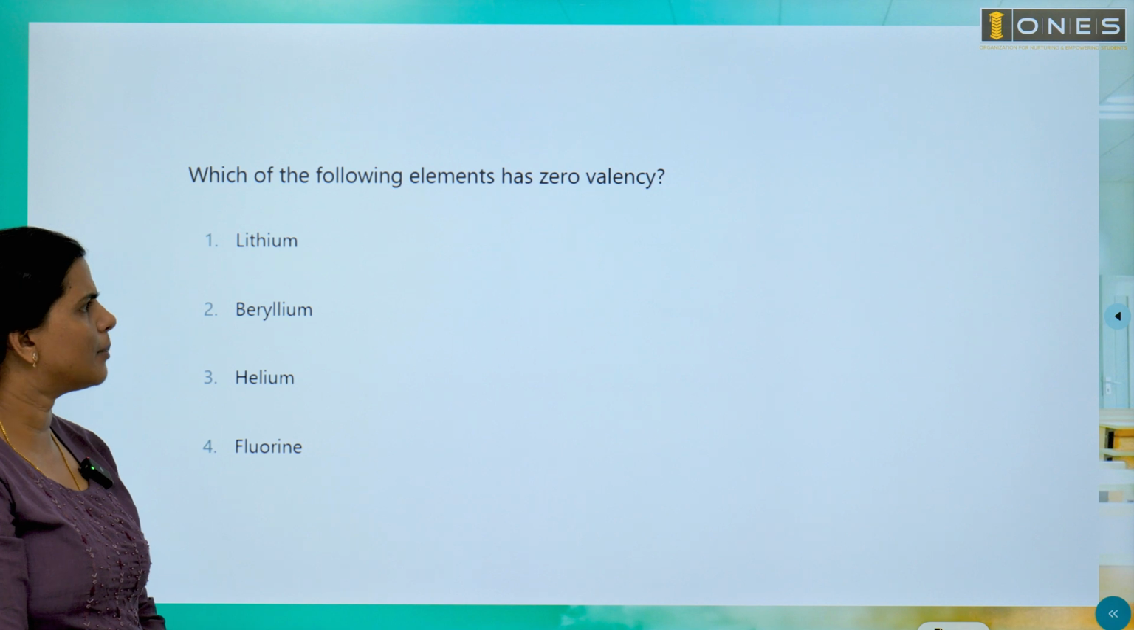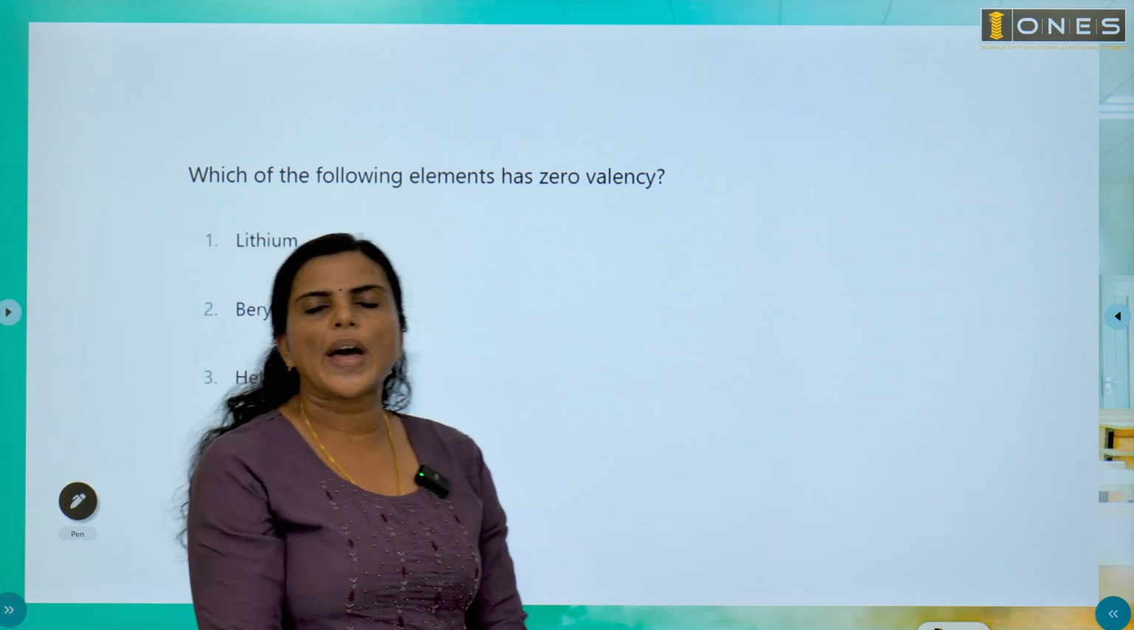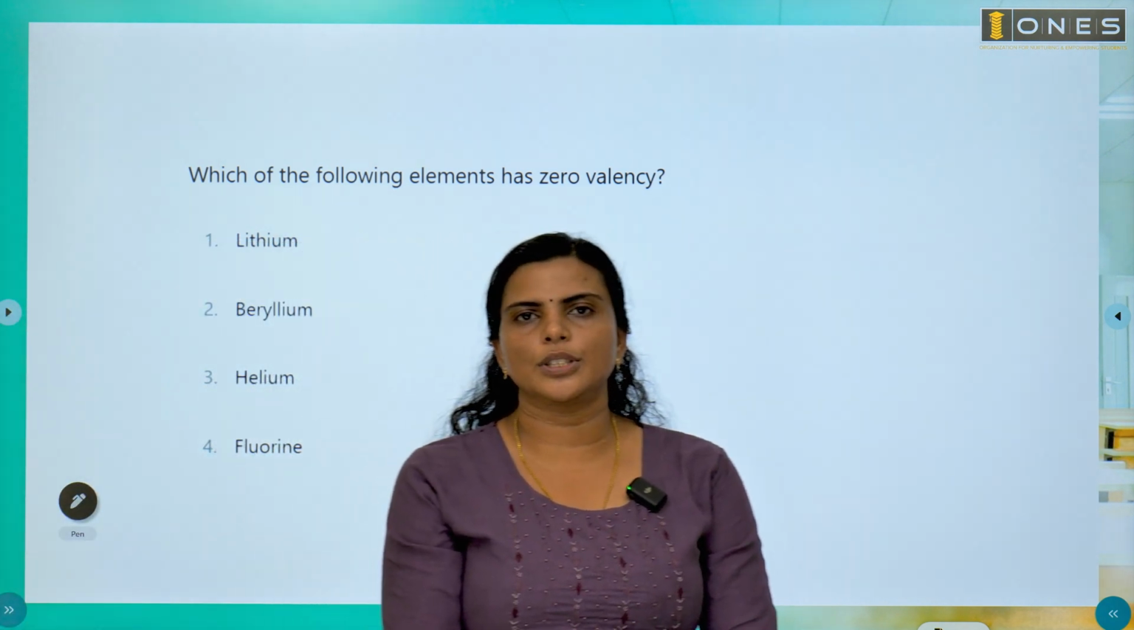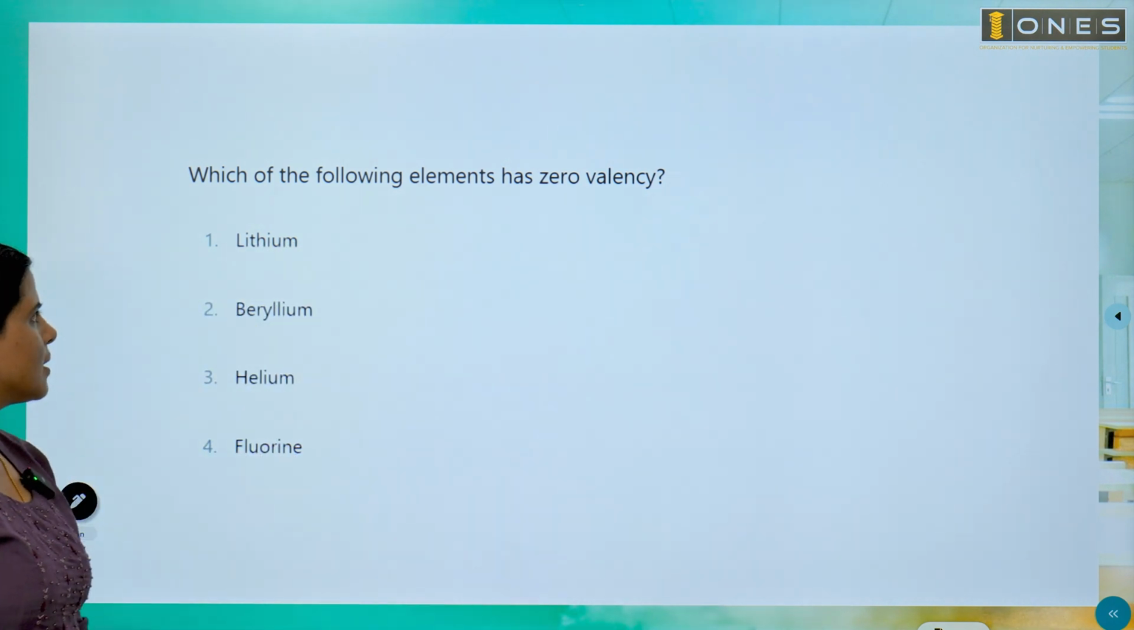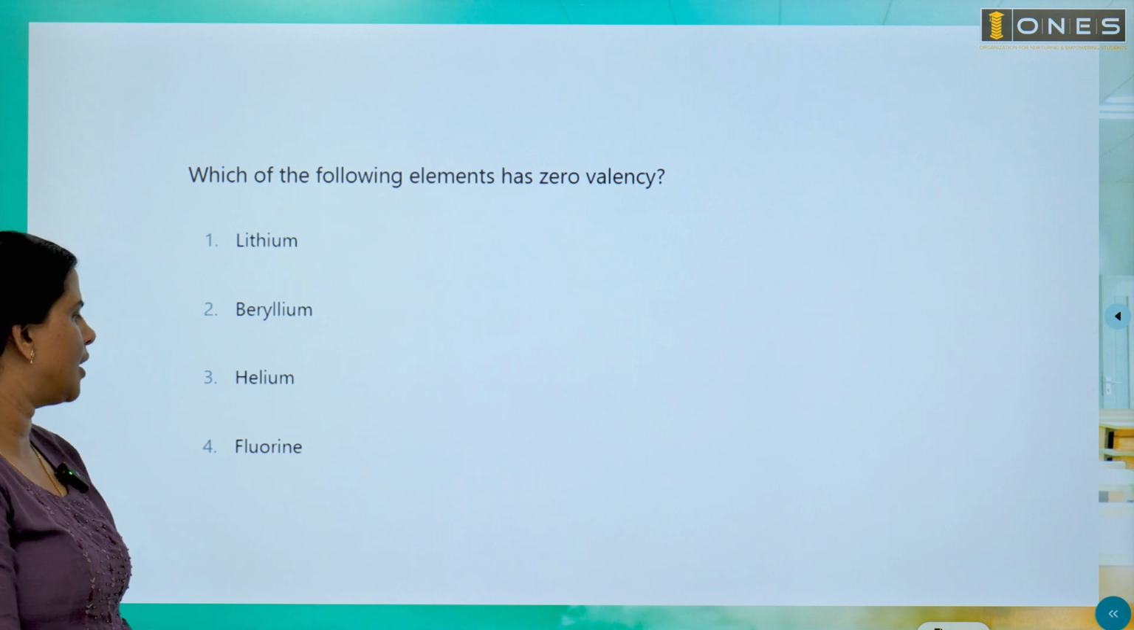So which of the following elements has zero valency? The question asks which element has zero valency. Okay, we know it is the noble gas family. The options are lithium, beryllium, helium, fluorine.